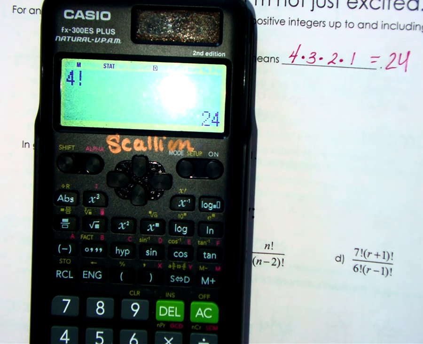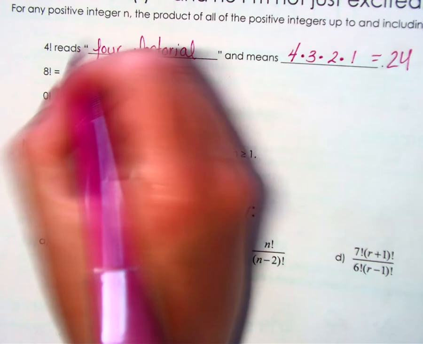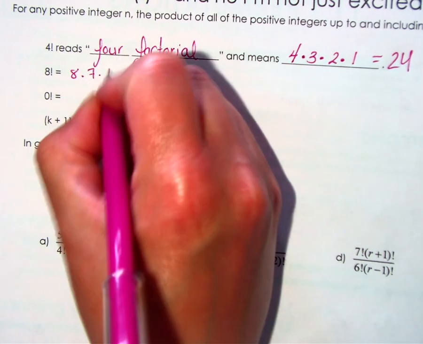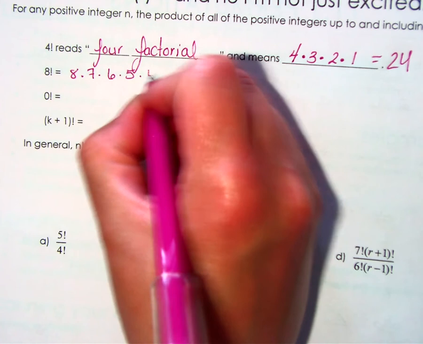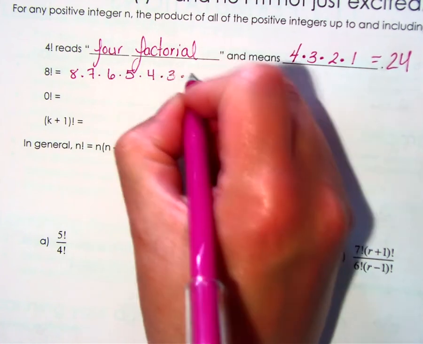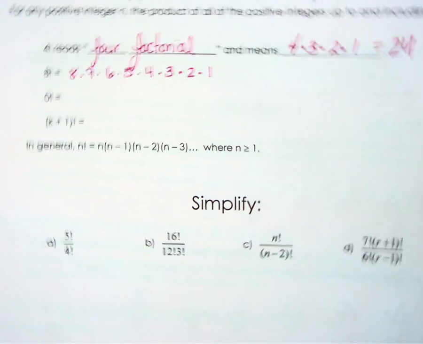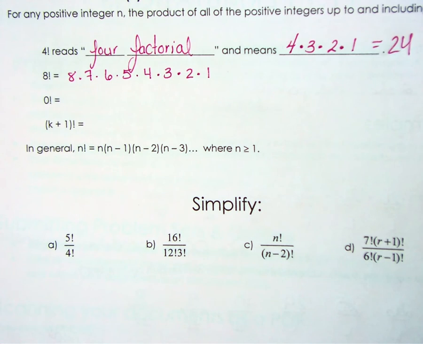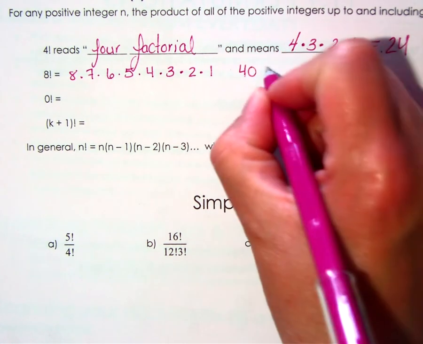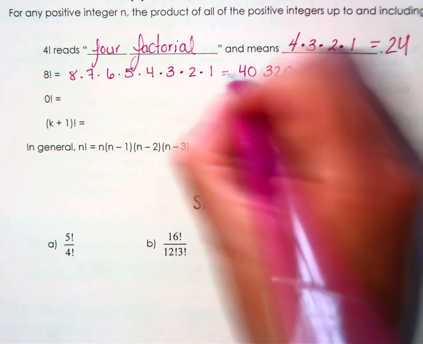There it is. Look above your number 4. So I put in 4 factorial and I got the answer of 24. Okay, so 8 factorial is going to be 8 times 7 times 6 times 5 times 4 times 3 times 2 times 1. That's 40,320.